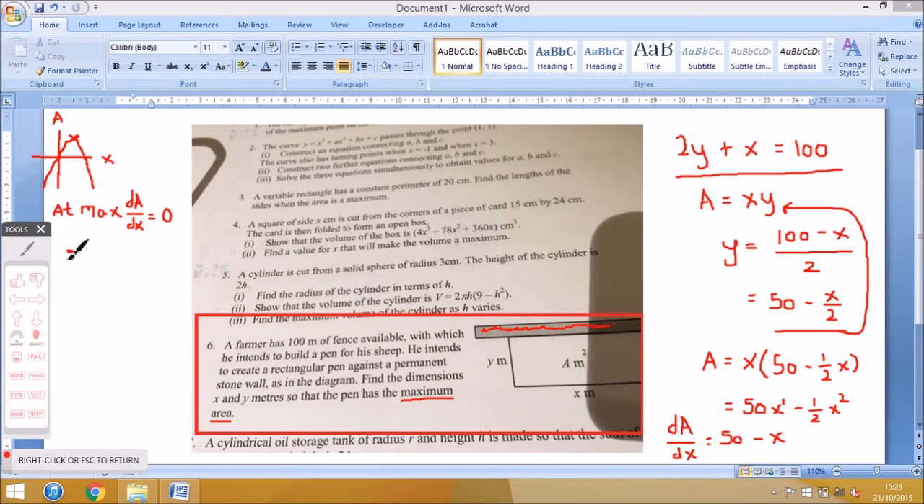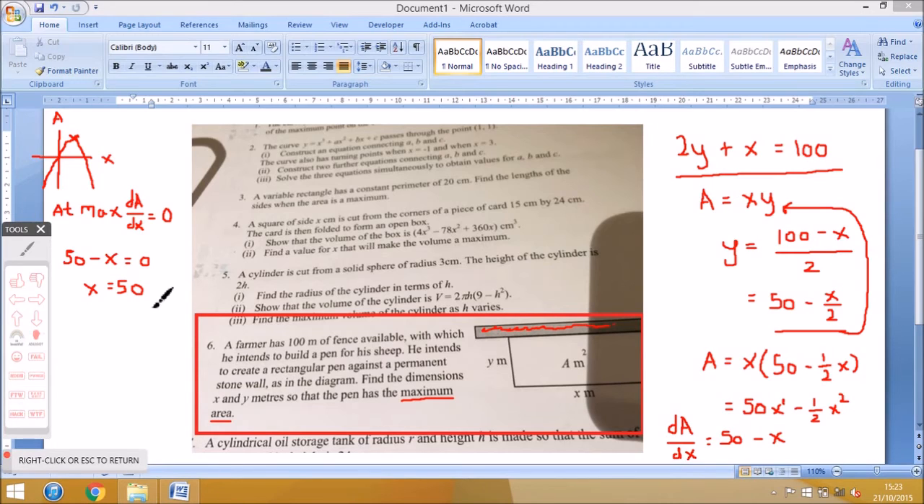So we just need to solve, well, if dA by dx is equal to 50 minus x, we just need to solve 50 minus x is equal to 0. So we're looking for that x value which gives a gradient of 0. And if you move that x to the other side, that gives you a positive x, so x has to be 50. So x is equal to 50.